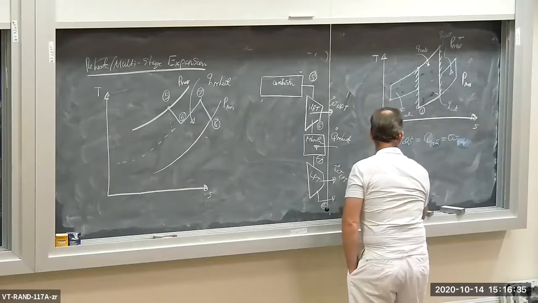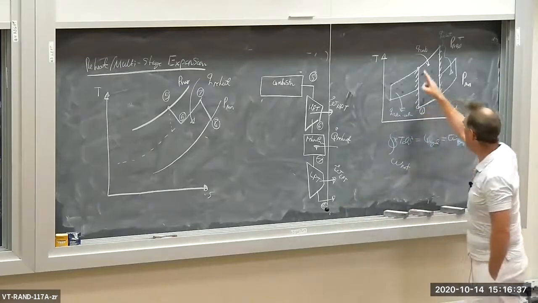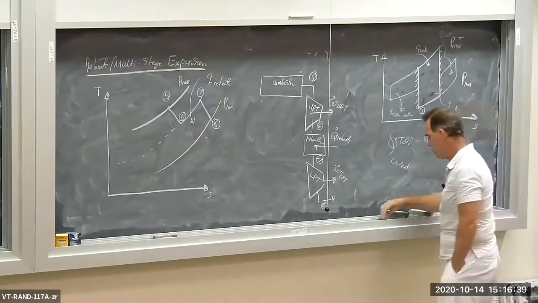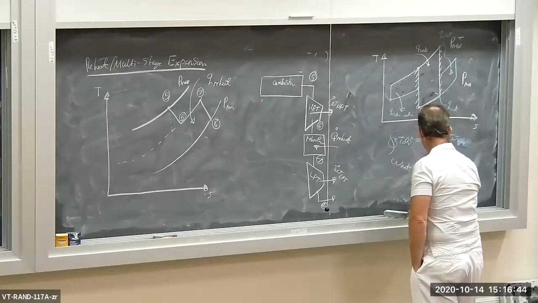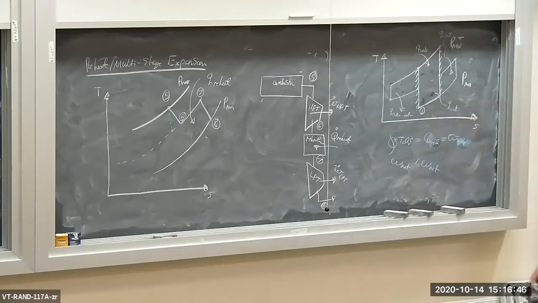W net for the old original cycle is less than W net for the cycle having reheat and intercooling. So if you want to increase the amount of power produced by your Brayton cycle, it's a good idea to break up the compression and expansion into multiple compressors and multiple turbines with intercooling and reheating in between.